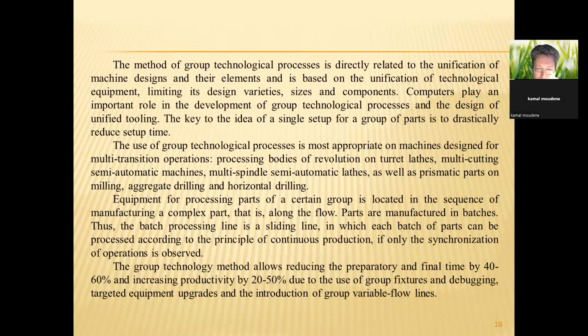The group technology method allows reducing the preparatory and final time by 40 to 60% and increasing productivity by 20 to 50% due to the use of group fixtures and debugging, targeted equipment upgrades, and the introduction of group variable flow lines.